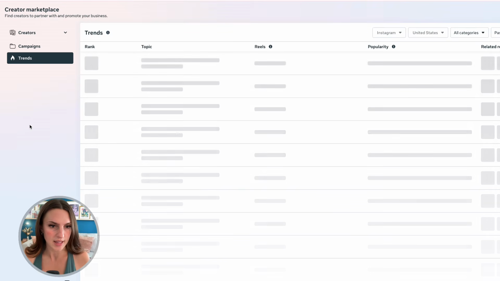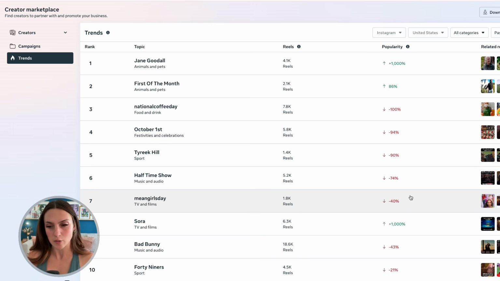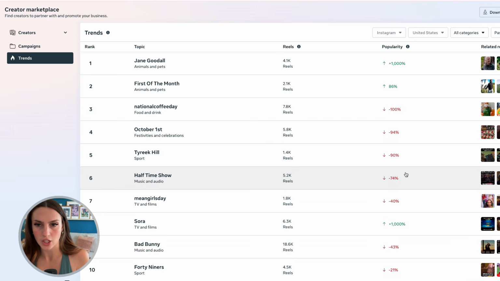We're actually going to go over here to Trends. And then you can literally see what's trending. You can even sort by when it's trending. So at the time of filming this, Jane Goodall just passed away. It's close to the first of the month. It's Halloween. And it also tells you, is it trending up or trending down? Things like Mean Girls Day are trending down because it's not Mean Girls Day anymore. Things like Bad Bunny are trending down because his announcement about the Super Bowl was a while ago. But things like Jane Goodall are going up, first of the month going up.